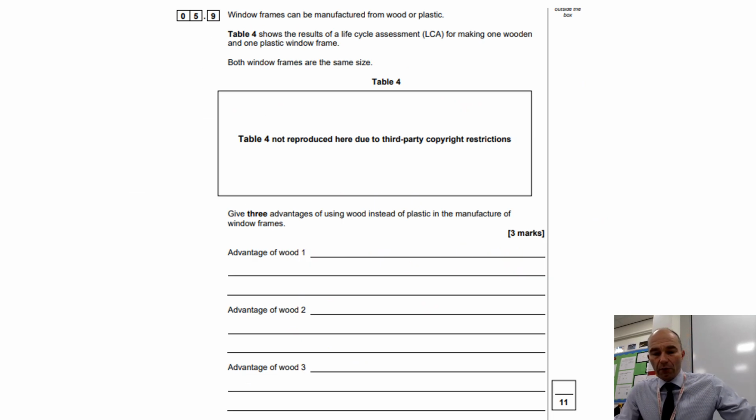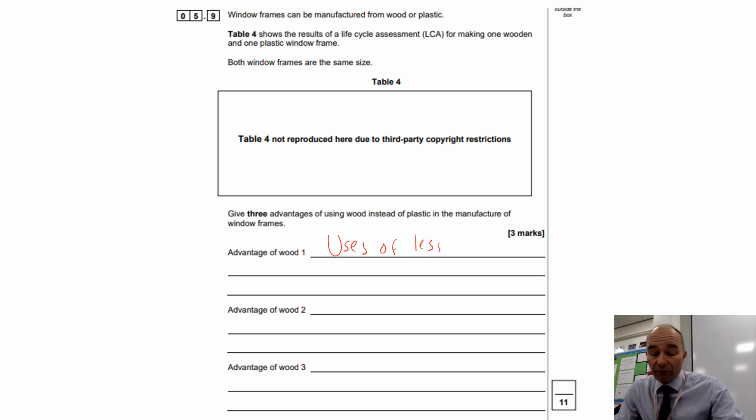Okay, now window frames can be manufactured from wood or plastic. Unfortunately, the table here has been taken out of the question, which makes it quite difficult to actually answer this question without the life cycle assessment information in front of you. Now, the advantage of using wood, and like I said, this would be so much easier if you actually had the table of data in front of you.